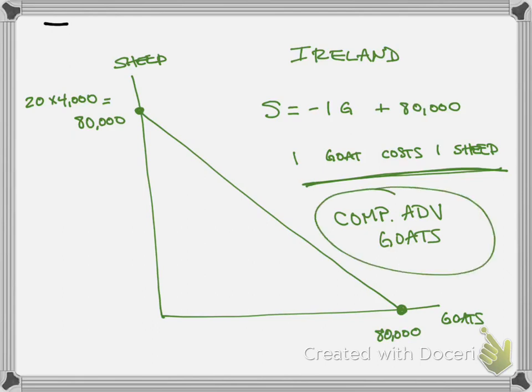Now, it's always the case that the other country has a comparative advantage in the other good. But we could rearrange that and identify that. So in this example, if I wanted to rewrite this, I could say one sheep costs one goat. And it's just the slope of the inverse, if that makes sense to you. If not, we just rearrange those terms.